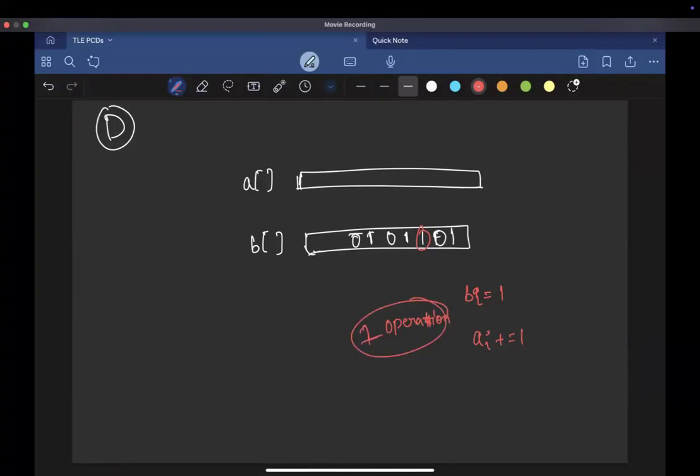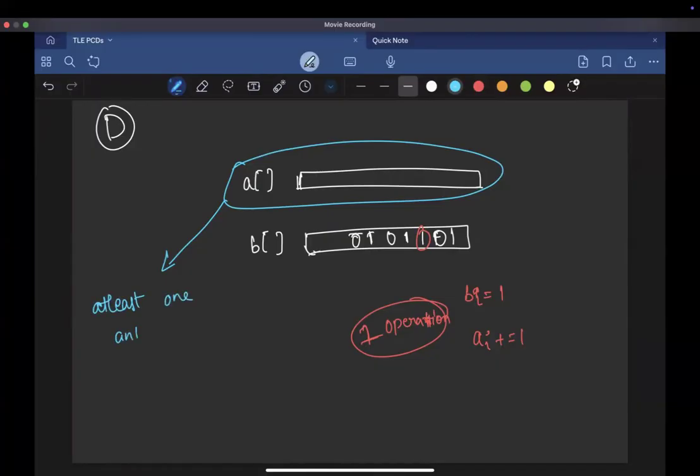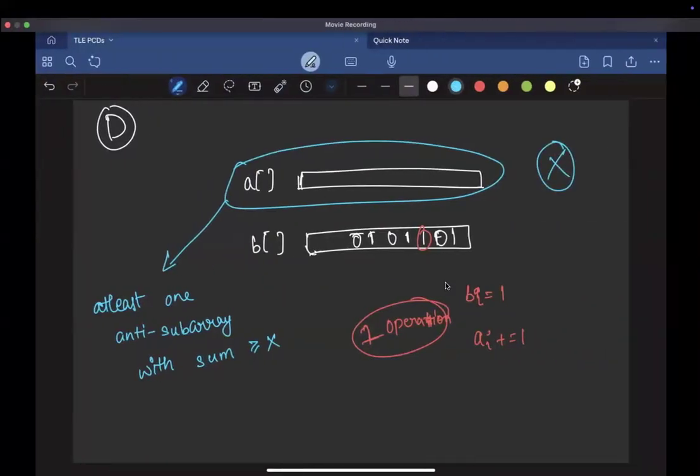What we want is to make sure that this array A has at least one anti-subarray with sum greater than or equal to x. This integer x would also be given to us in the problem statement. I hope the problem is clear.